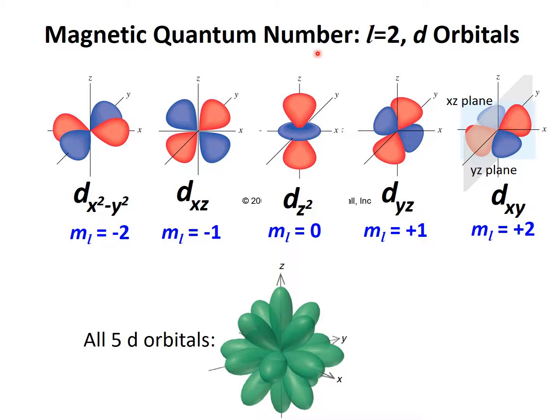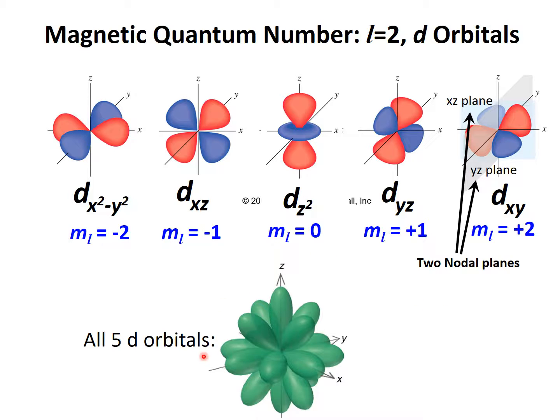Here we look at the magnetic quantum number, ML, for the case where L equals 2, in other words, the d orbitals. Now, if you remember, ML must be an integer starting at -L, going to 0, and then going all the way to +L. And so because L equals 2, the allowed values for ML are -2, -1, 0, +1, and +2, respectively. And these correspond to the 5 d orbitals, dx² minus y², dxz, dz², dyz, and dxy. We can see here that the d orbitals each have 2 nodal planes, which are shown right here.